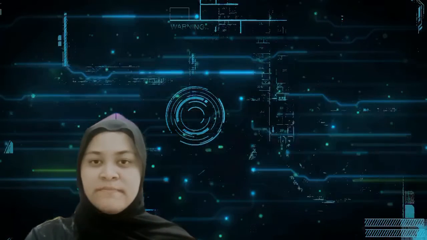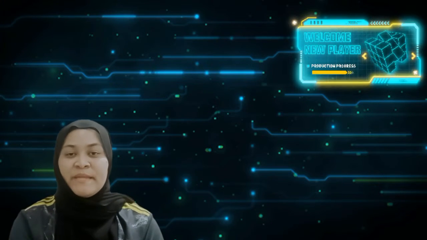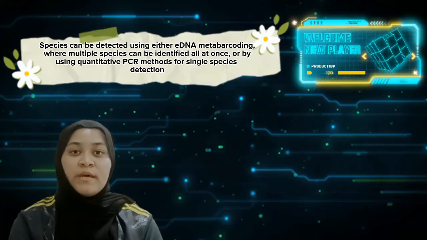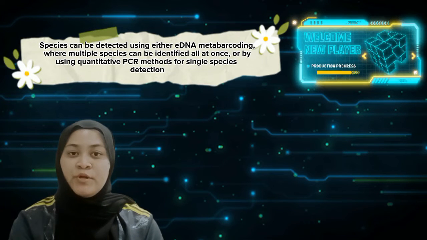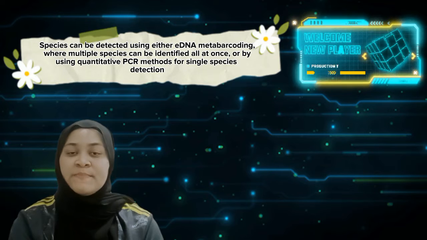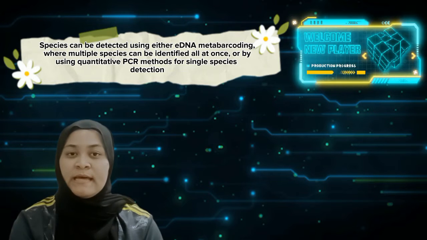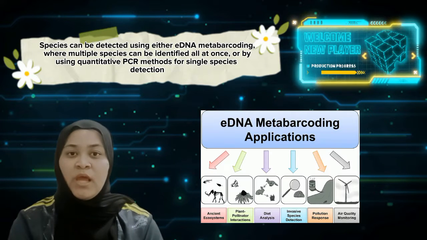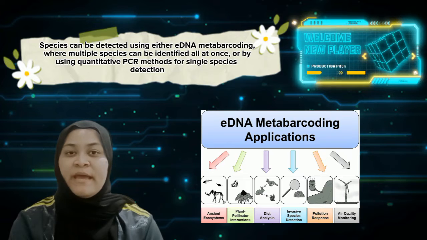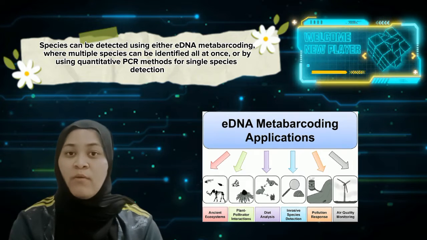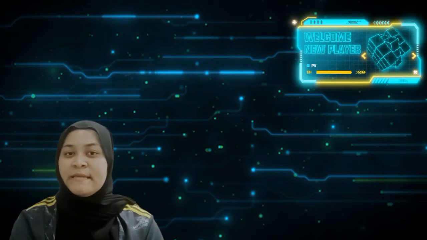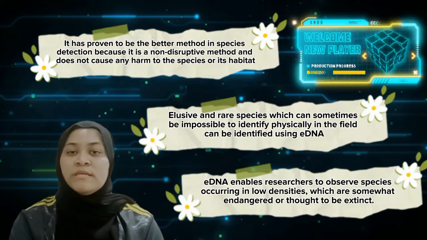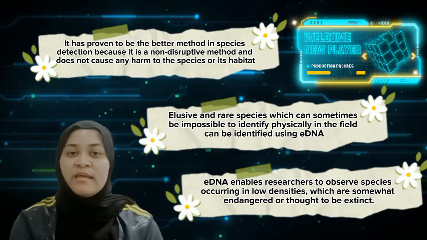and categorization. eDNA has been applied and used to answer questions not only in conservation biology but paleontology and ecology as well. Species can be detected using either eDNA metabarcoding, where multiple species can be identified all at once, or by using quantitative PCR methods for single species detection. eDNA is a simpler sampling approach which can be carried out in most weather conditions.